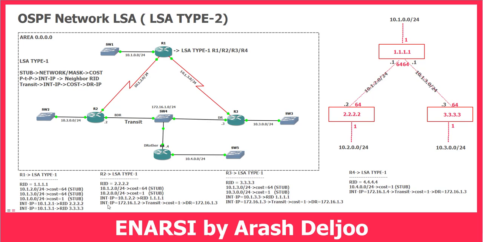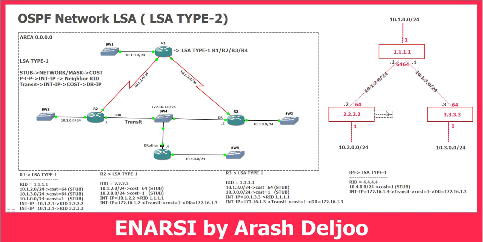I have connectivity to the router ID of quad 1, with the IP address of 10.1.2.2. And also I have connectivity to one transit network with the cost of 1, with this interface IP address 172.16.1.2, and the DR of this network is 172.16.1.3. Because of that, R1 can understand that here we have one link. This is a transit link, not a stub link.